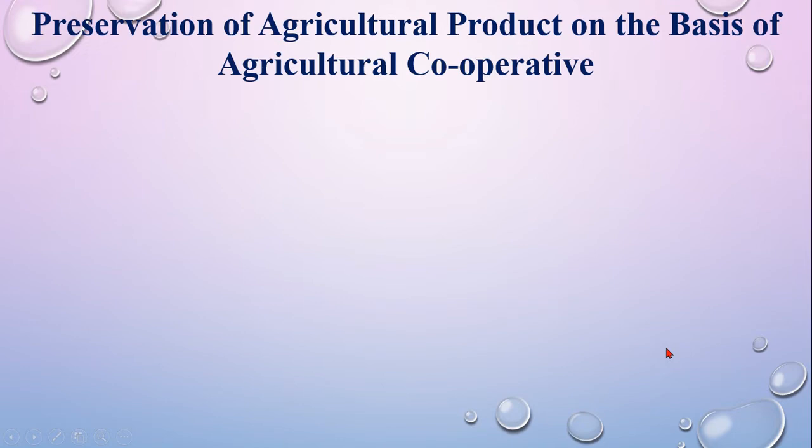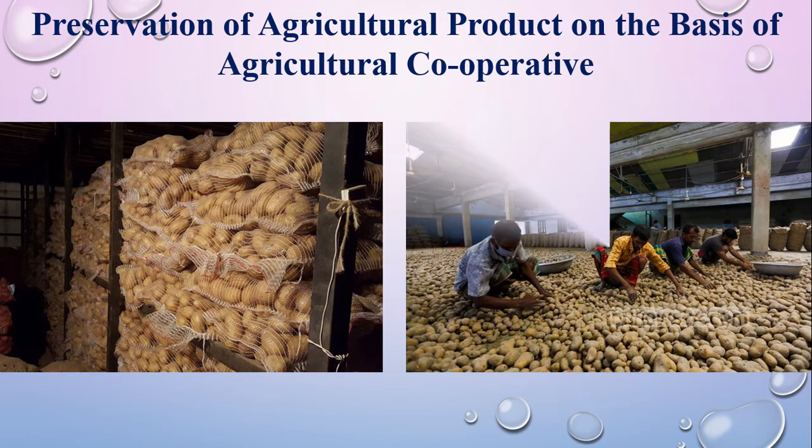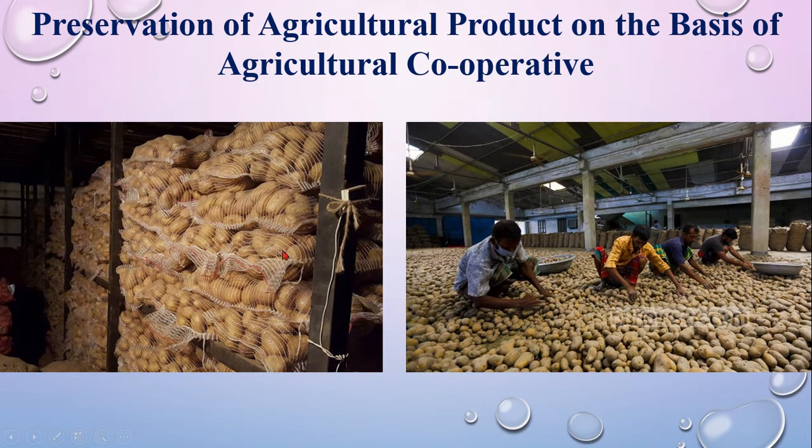Next section is preservation of agriculture product on the basis of agriculture cooperative. When you try to preserve some crop, the preservation cost is very high. For example, here you see the potato. This is the cold storage of potato, and this is the natural cold storage of potato. For instance, one farmer produces 5 ton of potato, but the cold storage quantity is 200 ton, and that farmer cannot afford the rent of that cold storage.